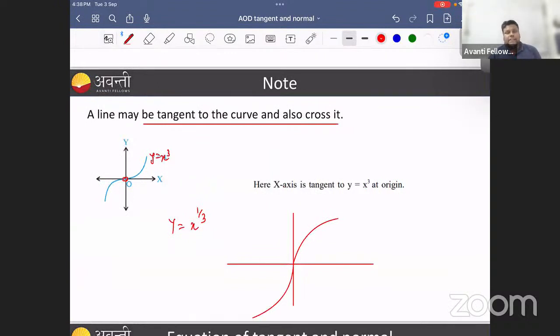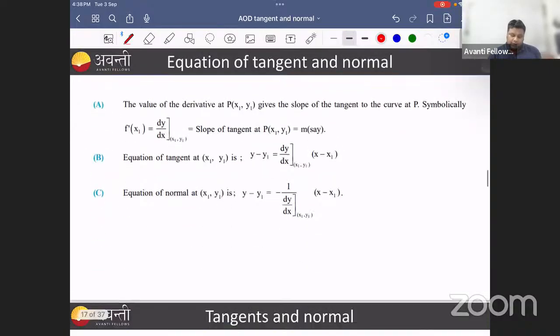Here it is also the case that tangent is crossing the curve. Tangent is the y-axis in this case. And here tangent is what? X-axis. Got it? Now, the value of the derivative at (x1, y1) gives you the slope of the tangent. Symbolically, f dash x1 or dy by dx at (x1, y1). This is what we call the slope of the tangent at the point x equals x1.